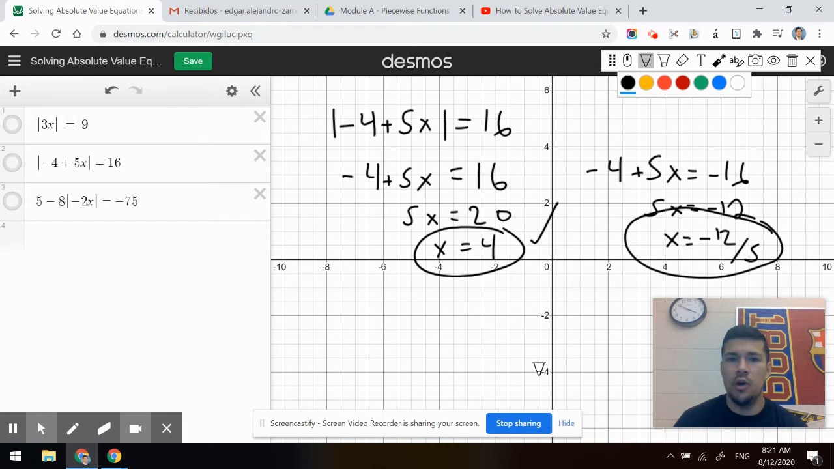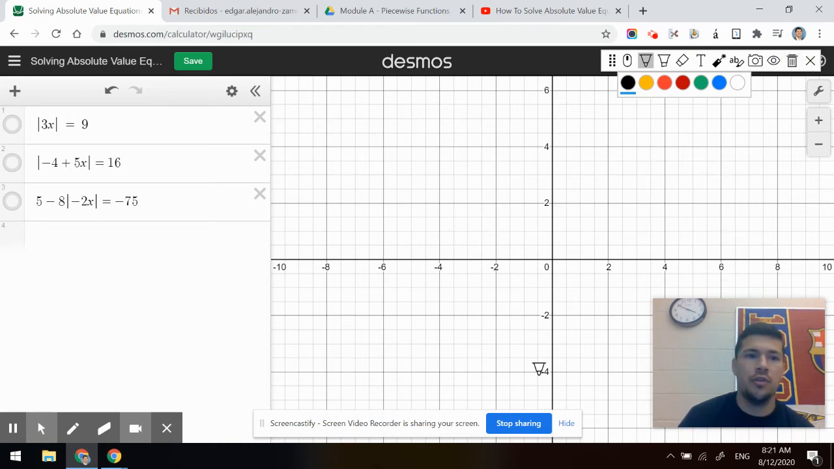Works. -12 fifths: 5 times -12 fifths is -12. -12 minus 4 is -16. Absolute value of -16 is 16. And I'm checking that with mental math. You can check it by actually substituting, or you can evaluate it using Desmos, whatever you like. But both of those have had two solutions.